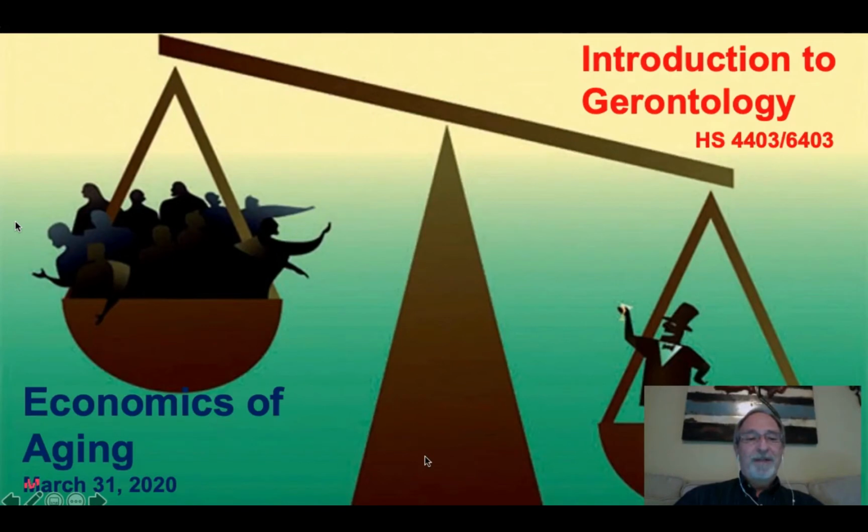Today, we're going to be talking about economics of aging. We'll be doing that in the next 2 or 3 sessions. But we're just going to start off talking about some basic concepts like social class, socioeconomic status, and poverty.